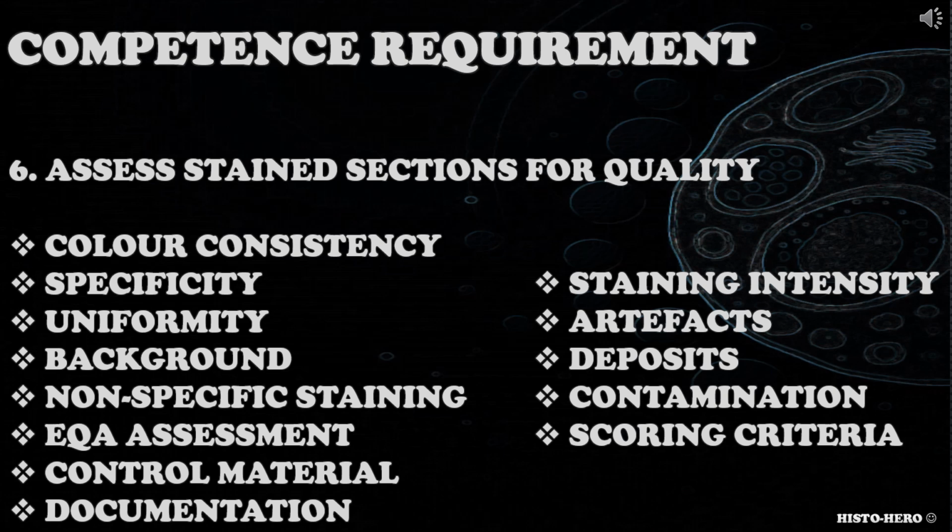The sixth competence requirement is assess stained sections for quality. How would you assess quality of sections stained with relevant demonstration methods? Candidate should be able to assess quality of stained sections. Does the candidate assess stained section for quality correctly? Do they take correct steps during the assessment? Do they focus on correct features when assessing quality of staining? Do they maintain appropriate audit trail?